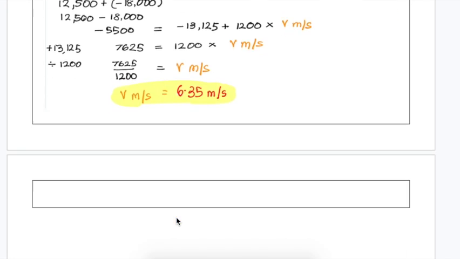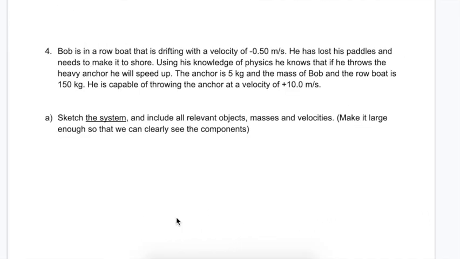Now, for our final question. Bob is in a rowboat that is drifting with a velocity of minus 0.50 meters per second.